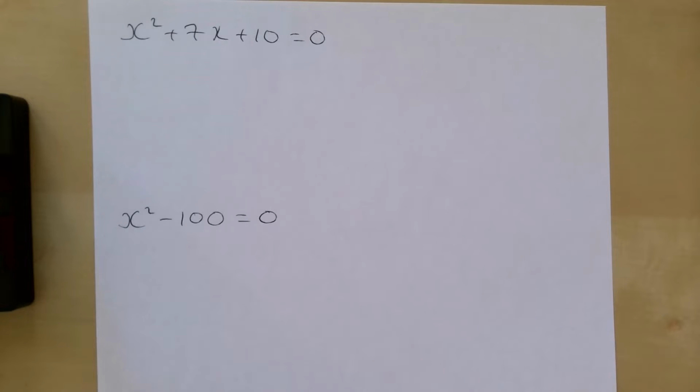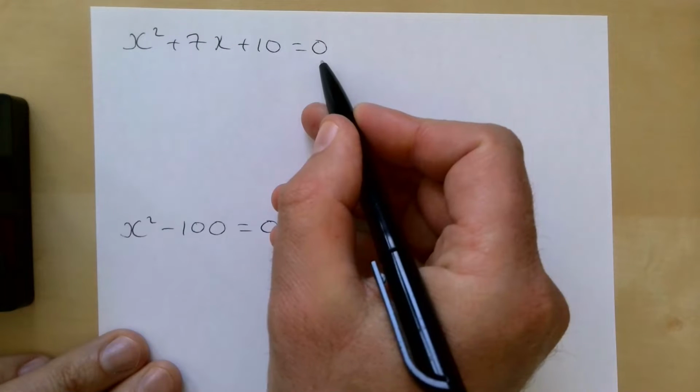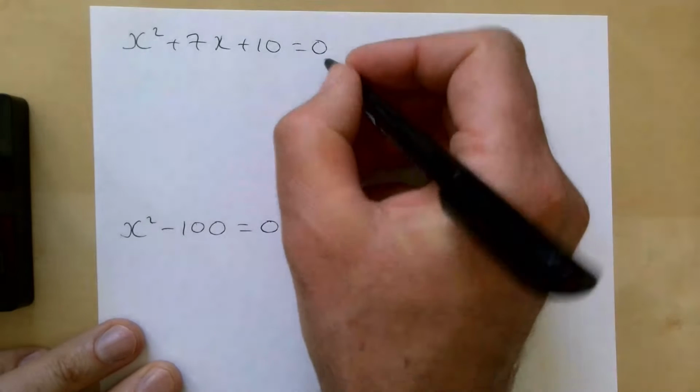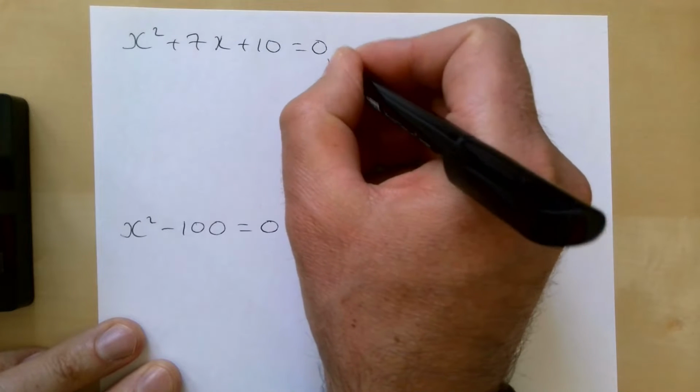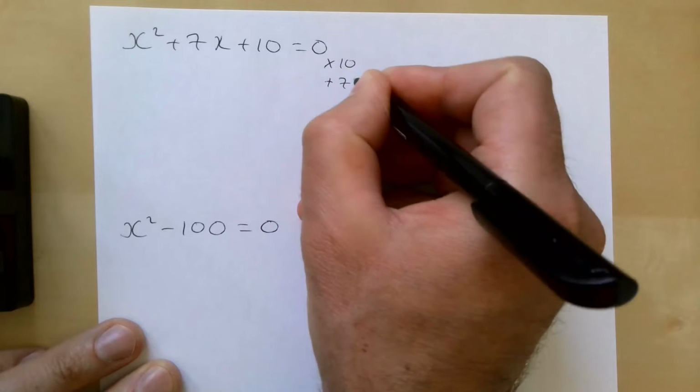This is our second video on solving simple quadratic equations. In the first video we talked our way through ones like this. So how do we solve this? Just as a reminder, we're looking for two numbers that multiply together to give 10 and the same two numbers add together to give 7.